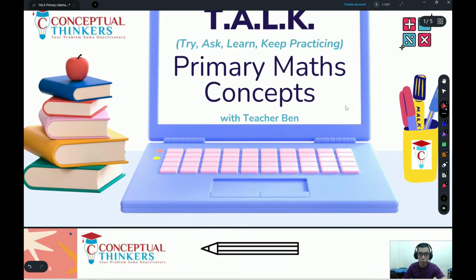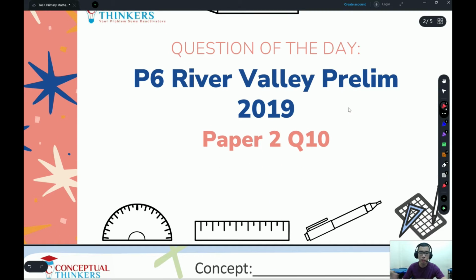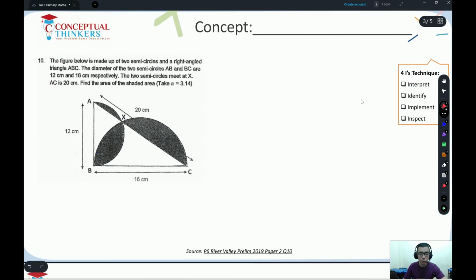So today we will be touching on P6 River Valley Prelim 2019 paper 2 question 10. Now this question is actually on circle. So let's first interpret the question. The figure below is made up of two semicircles and a right angle triangle ABC.